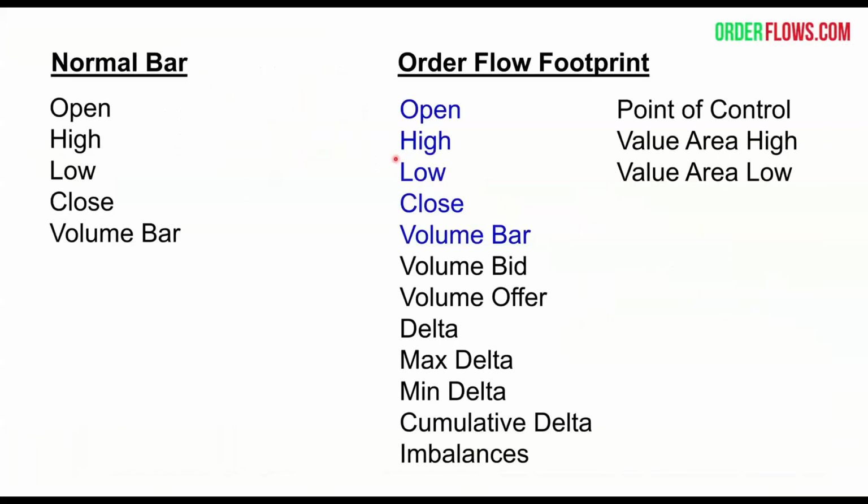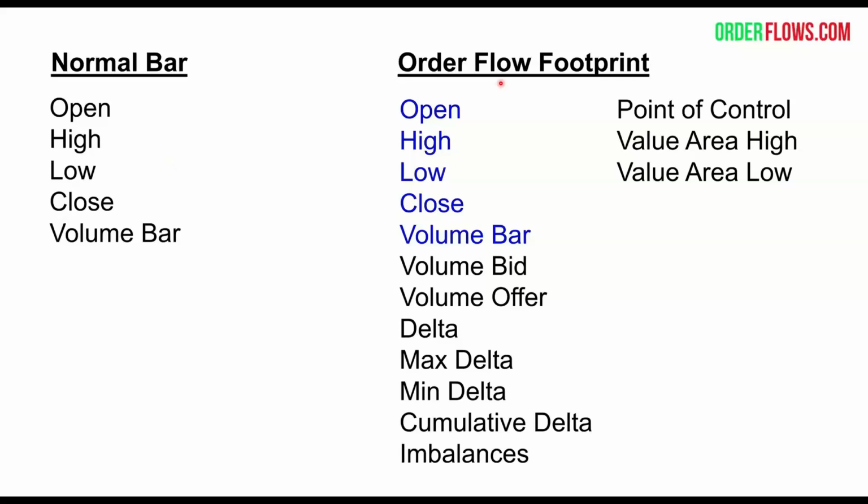Now, the difference between a normal bar chart, candlestick chart, and an order flow footprint chart is, well, the normal bar chart, the information you get is the open, high, low, close, and if you want, the volume for the bar. Okay, that's okay. That's a starting point, but why limit yourself to that?